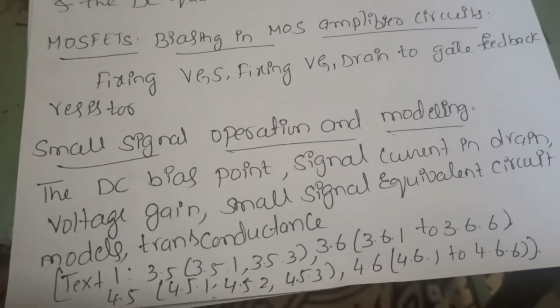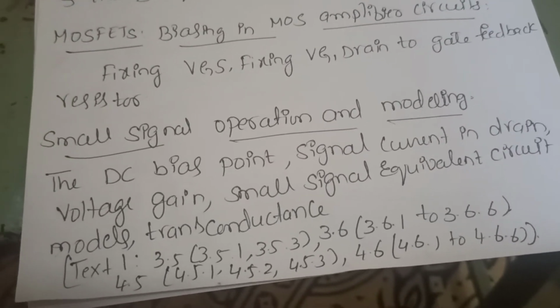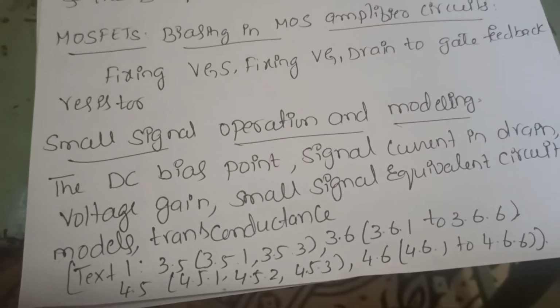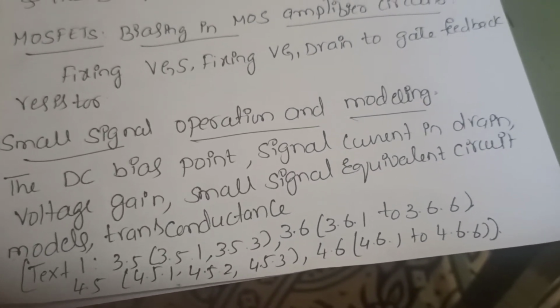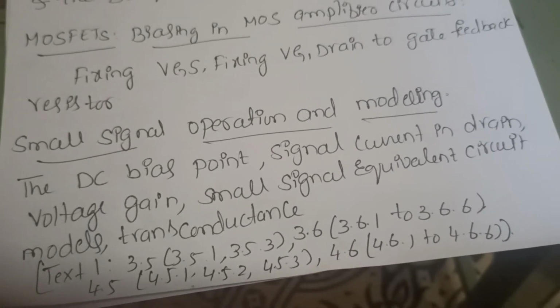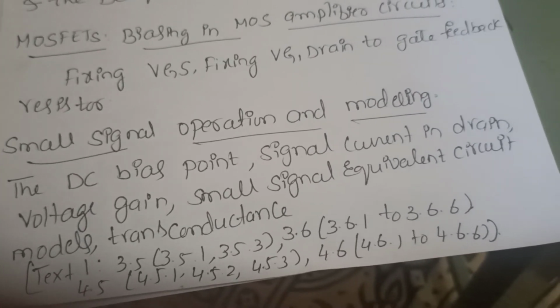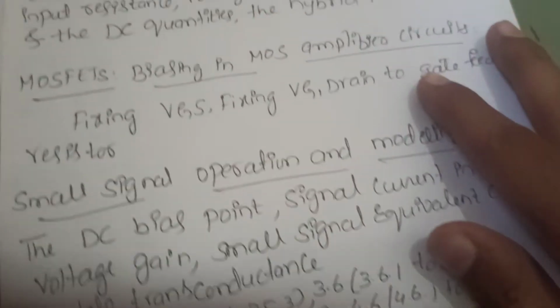In text one, the topic number 3.5, under 3.5 you have 3.5.1 to 3.5.3, then 3.6, 3.6.1 to 3.6.6. The next topic is 4.5, 4.5.1, 4.5.2, 4.5.3, then 4.6, 4.6.1 to 4.6.6.